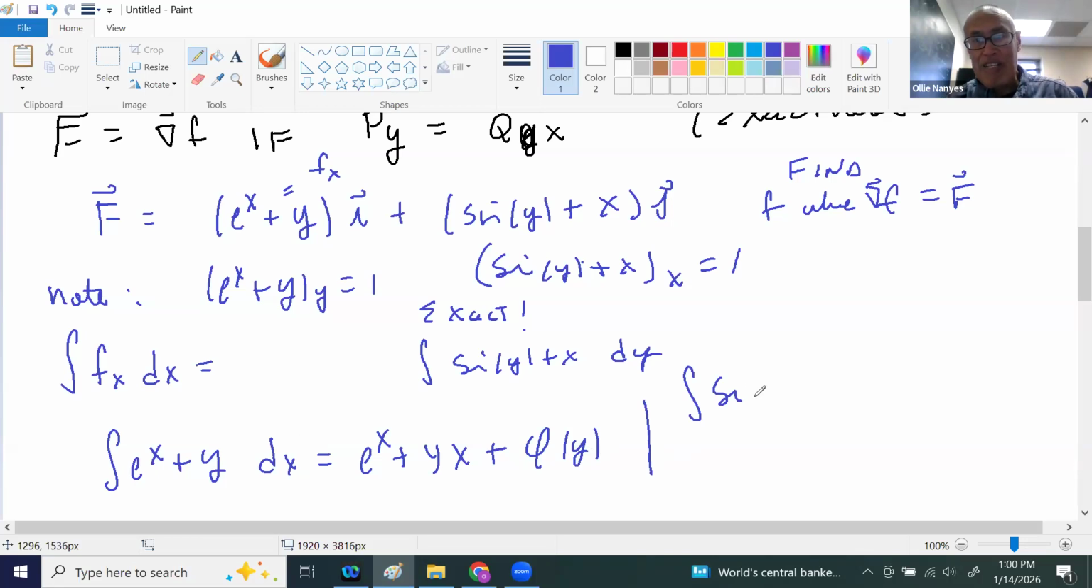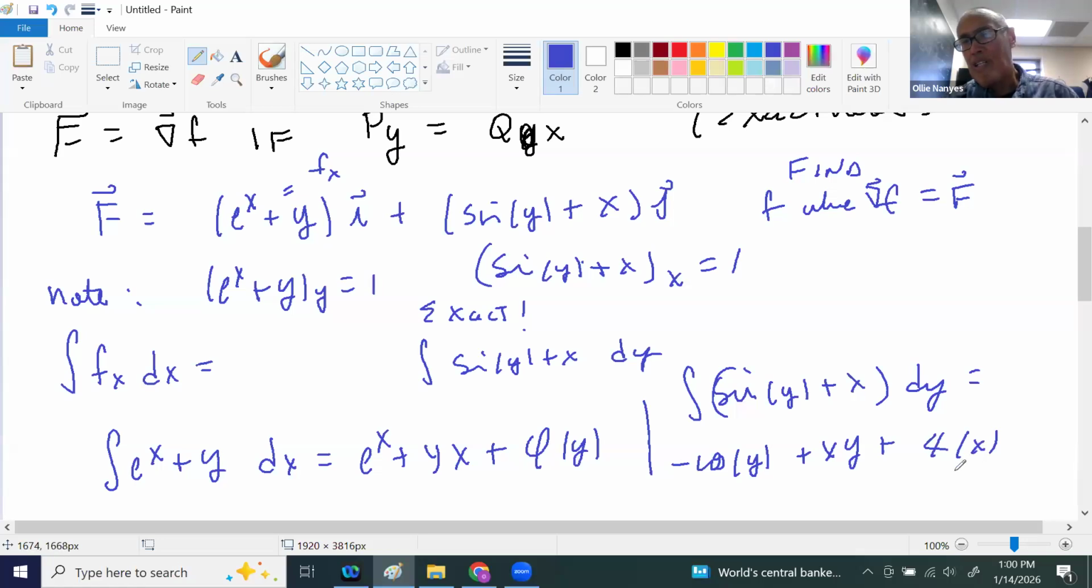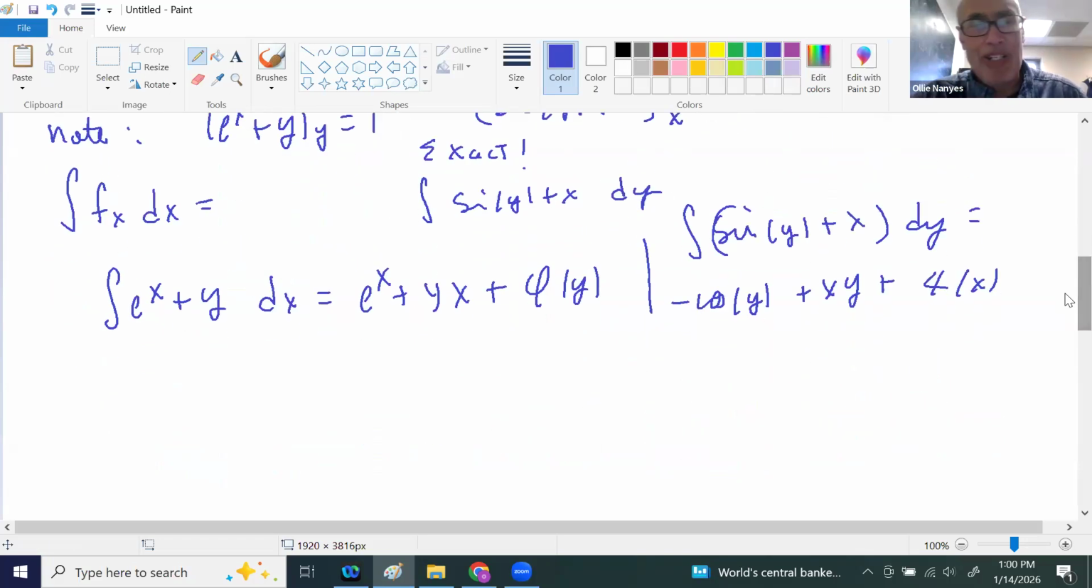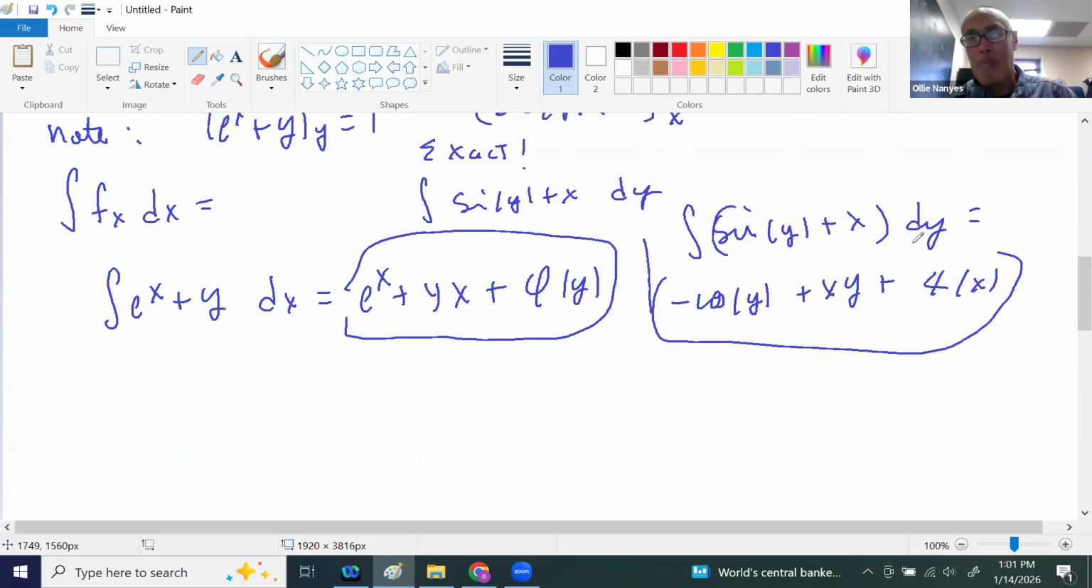Similarly, if I integrate this with respect to y, the antiderivative is going to be minus cosine y plus xy plus some function which is exclusively of x. Now, our goal is to match these two. Match this one with this one. And it turns out you can.